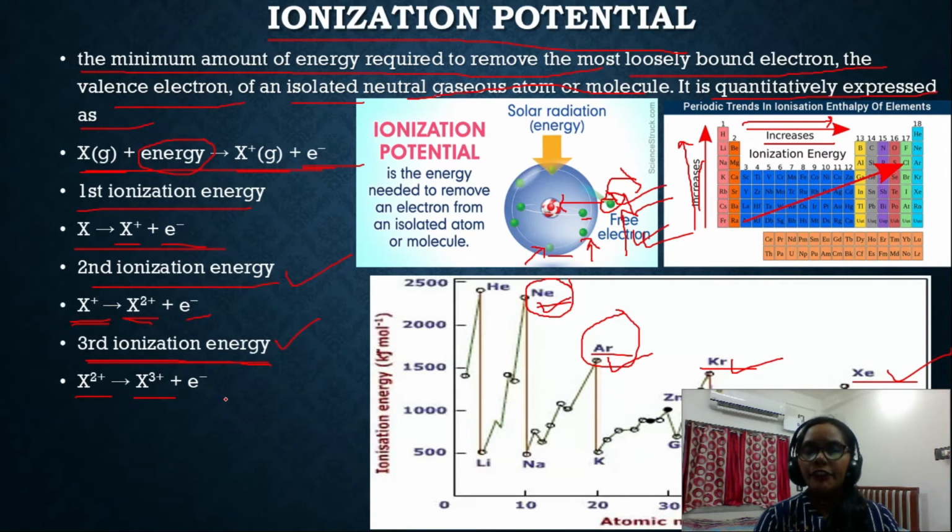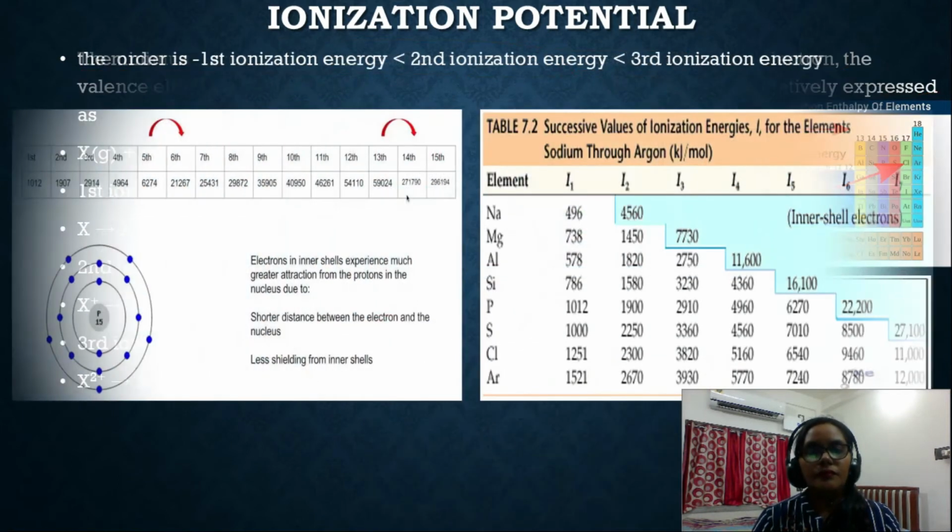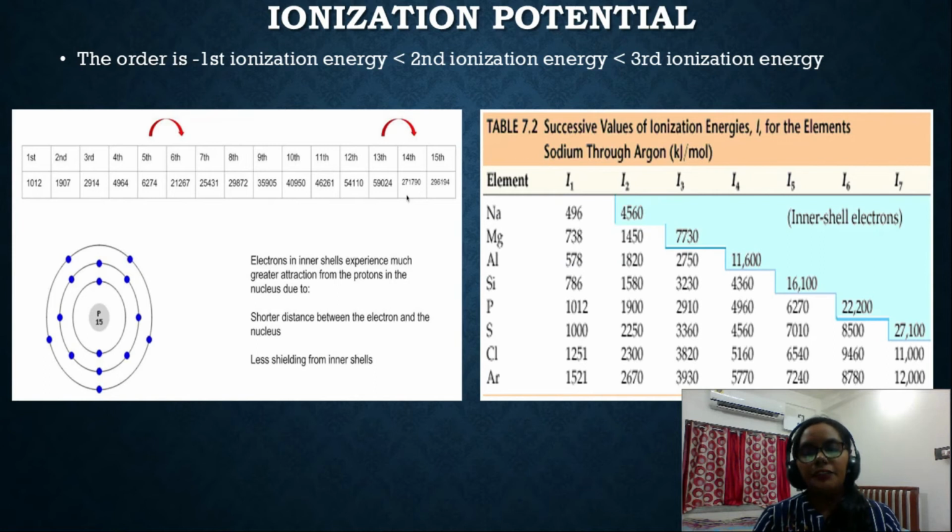Now, can anyone say what will be the order of first ionization energy, second ionization energy and third ionization energy? For which case will we require the higher amount of energy? Can anyone tell? Yes, this is the answer. The order is obviously first ionization energy is less than second ionization energy is less than third ionization energy.